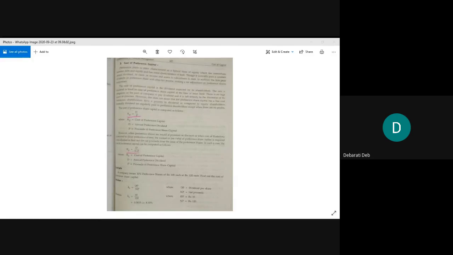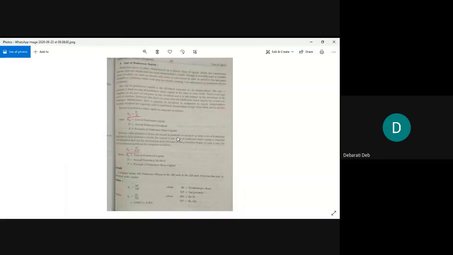I'm sharing the screen. Just a second. Yes, so you can see the next page.